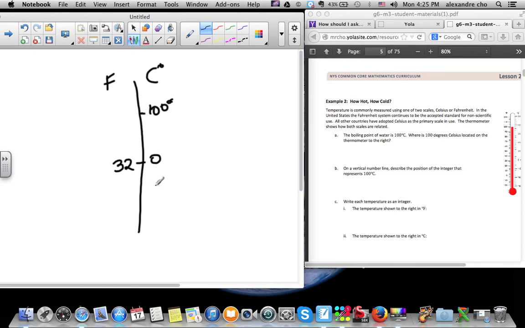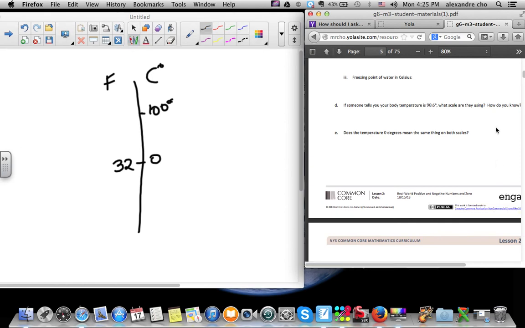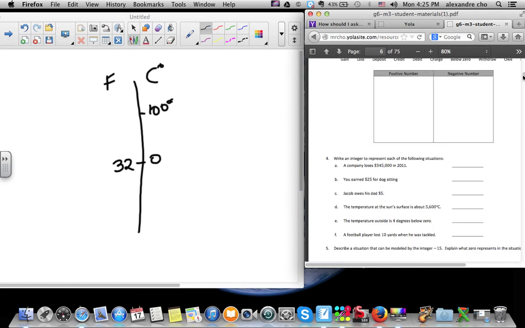Write each temperature as an integer. The temperature shown to the right in Fahrenheit. Excuse me, what does that mean? Write the temperature shown to the right in Celsius. Okay, I have no idea what that means. Write each temperature as an integer. The temperature shown to the right in Fahrenheit. The temperature shown to the right in Celsius. To the right of what? Okay, not making any sense.